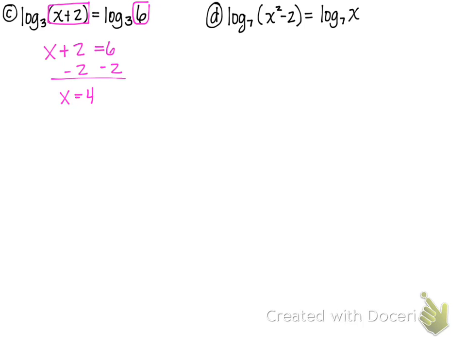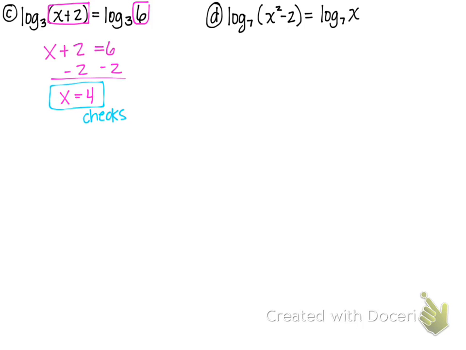And the last thing we have to do is go back and check it. So we're going to look and try to plug it into our original. So if we plugged it in right there, we'd have 4 plus 2, so we have 6. And we can take the log of 6 because it's positive. So this is our answer, and it checks.